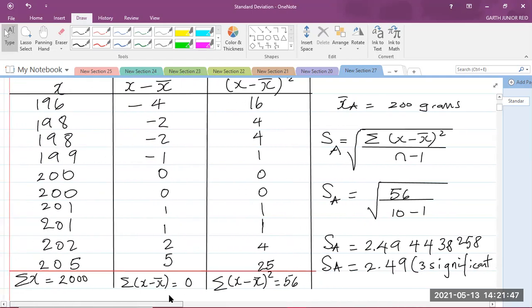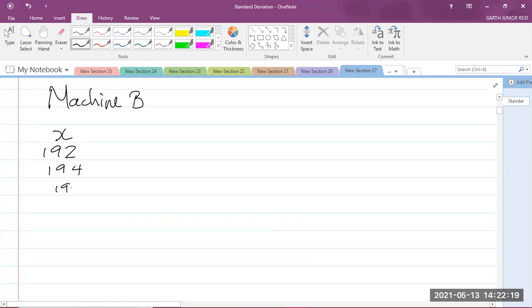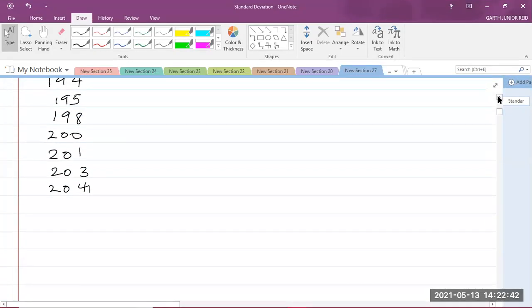We now need to find the standard deviation for machine B. So let us now do that down here. We need the x values for machine B. The x values in the second row were 192, 194, 195, 198, 200, 201, 203, 204, 206, 207. Those were our values.